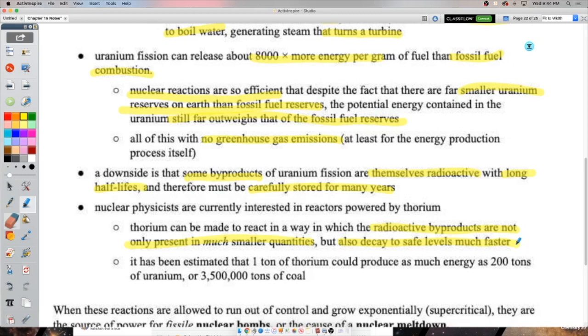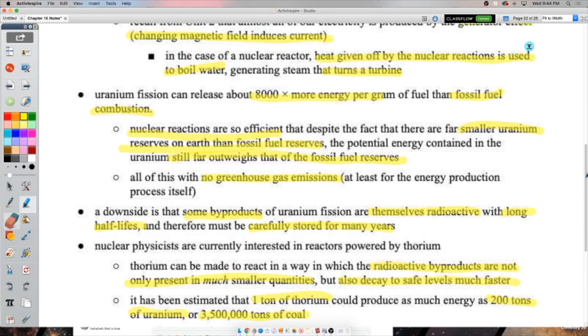To put some numbers on it, it's been estimated that just 1 ton of thorium could produce as much energy as 200 tons of uranium, or 3,500,000 tons of coal, right? So there's some pretty incredible potential energy that can be tapped into in nuclear power.